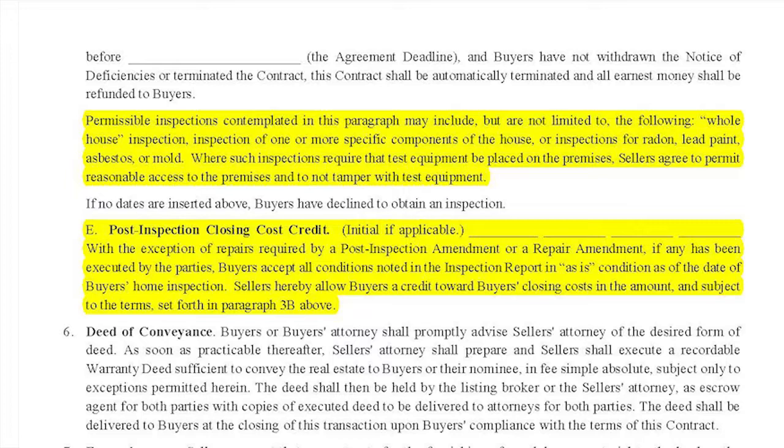Paragraph 5E is specifically for a post-inspection closing cost, and note what it does. With the exception of repairs required by a post-inspection amendment or a repair amendment, if any has been executed by the parties, buyers accept all conditions noted in the inspection report as is. So you get what that's doing? The reason for that language is by initialing there, the parties are agreeing that the inspection contingency has now gone away. Everything is as is because the whole reason you're initialing is you're getting money to take those things as is. And you can still do a combination of repairs and credits because it carves out if there's other repairs that have been agreed on.